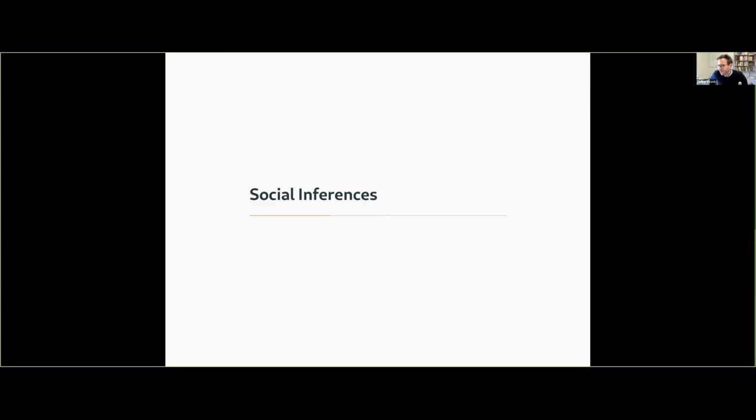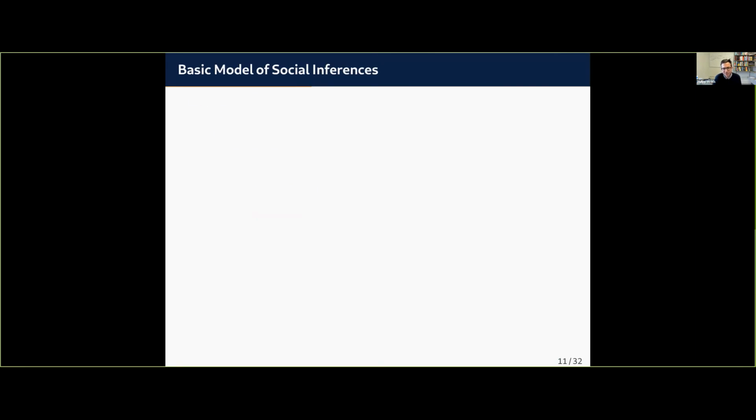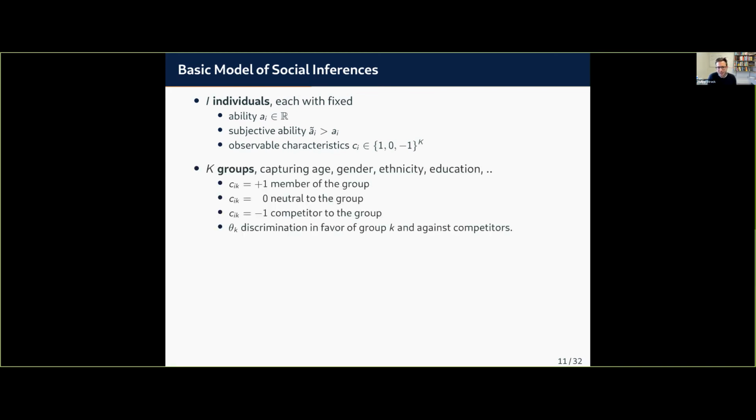Okay, so now I'm going to go back to the economic model of social inferences. I first give you the model of society we are going to study. There are I individuals in society. Each person has an ability, a_i, and a subjective belief about their own ability, a_i tilde. Furthermore, each person has an observable vector of characteristics. Each entry of these characteristics is either 1, 0, or -1. These characteristics correspond to K groups, and they can capture age, gender, ethnicity, education, what you're interested in. An entry is 1 if you're a member of the group, let's say you're male. It's 0 if you're neutral to the group, and it's -1 if you're frequently competing with members of this group.